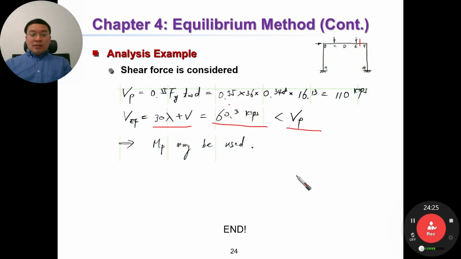Okay, so let me give you one homework. The homework of this week is problem number 4.19 in the textbook.